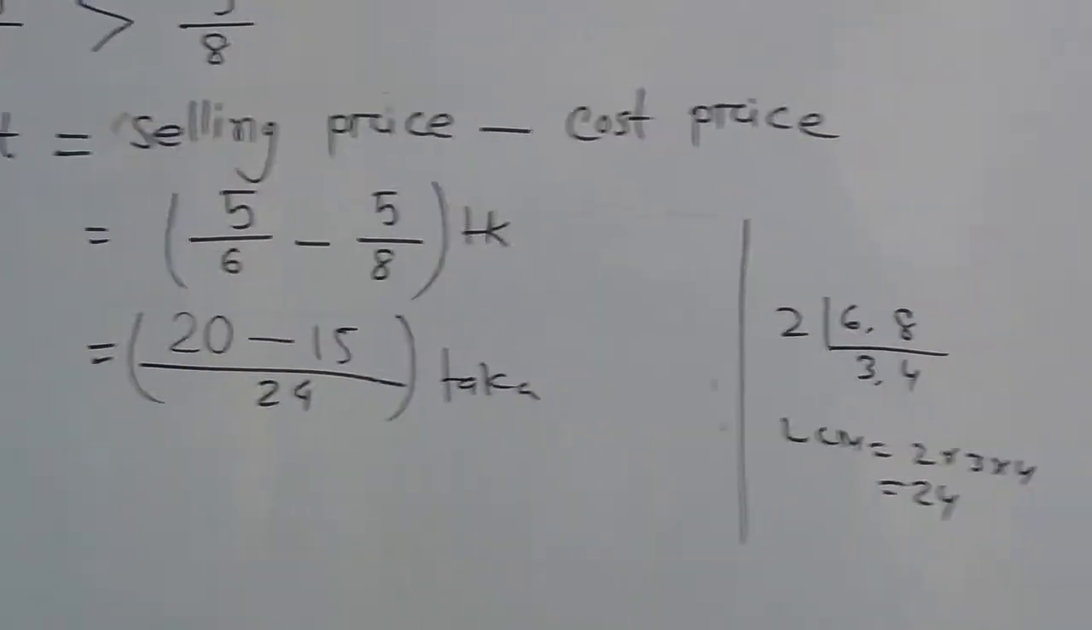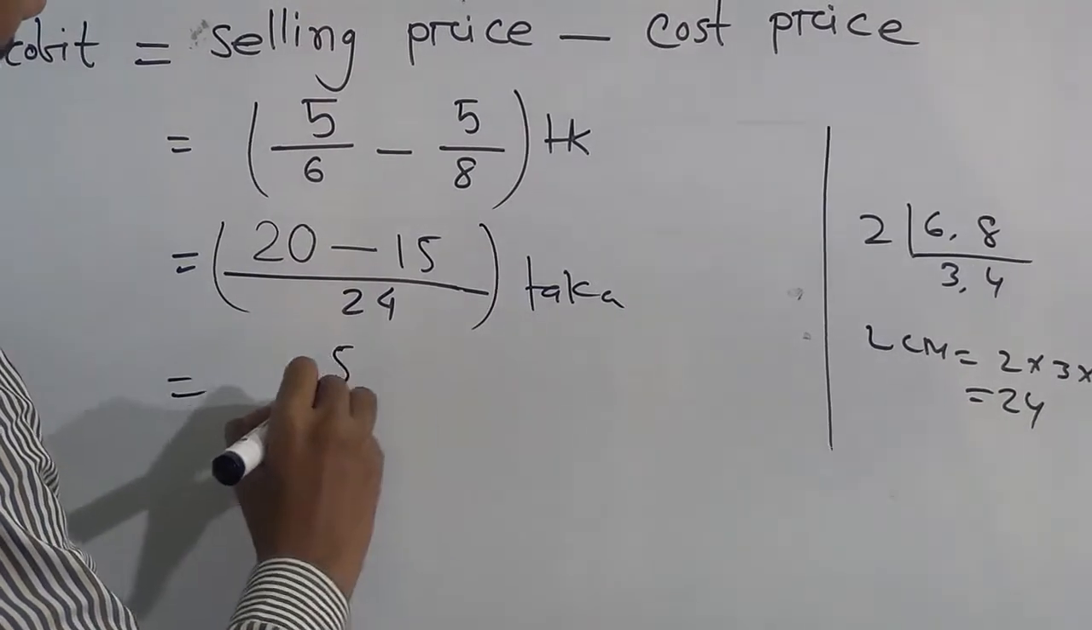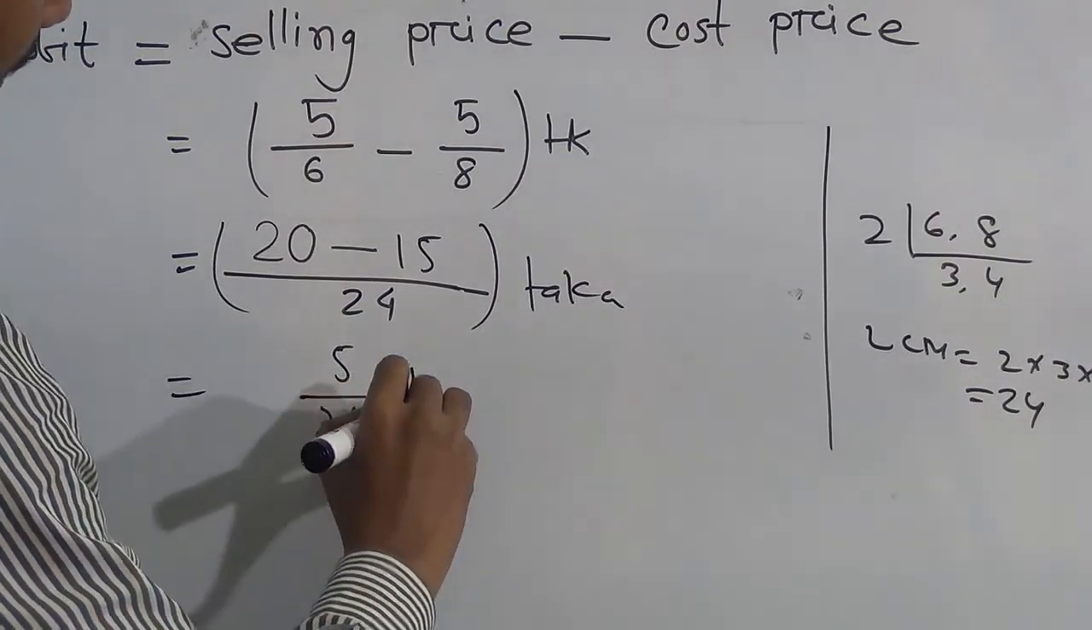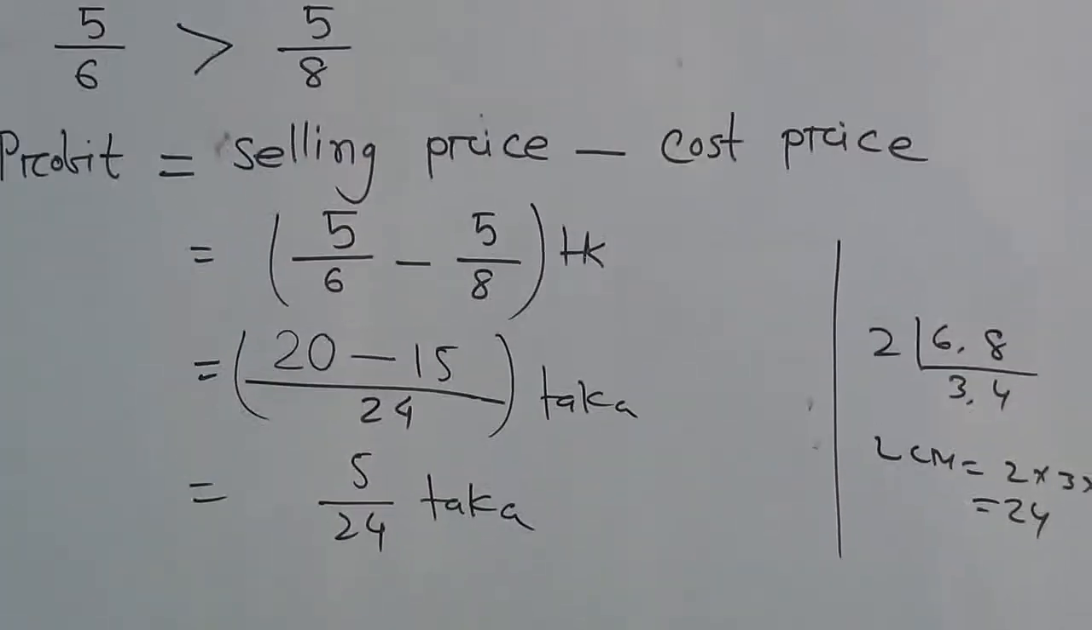Okay, now subtract 20 minus 15. This is equal to what? 5/24 taka. Yes, I hope you understood up to this.